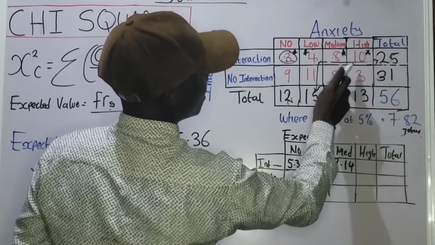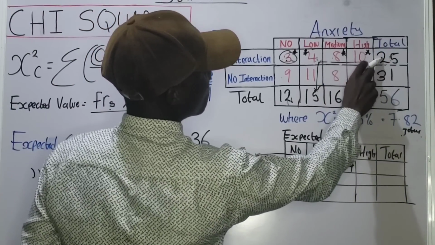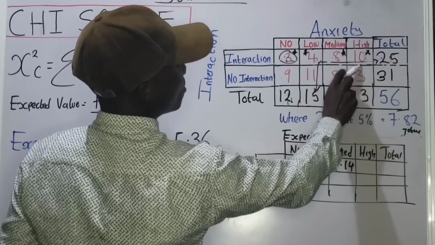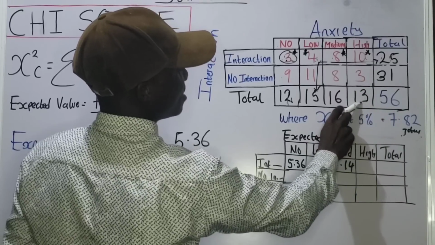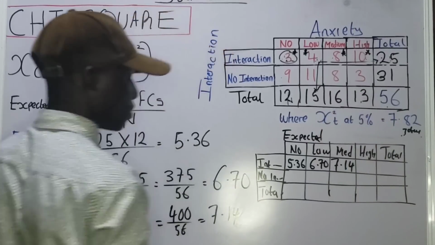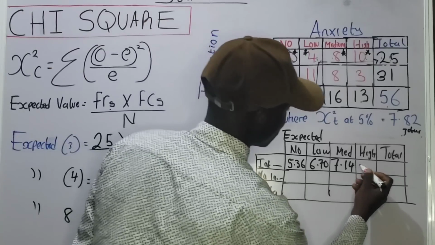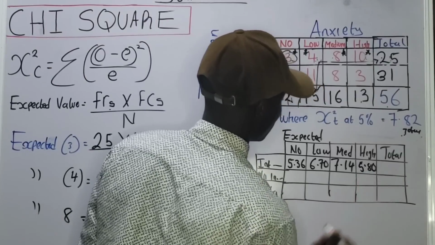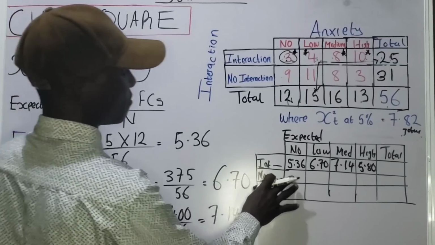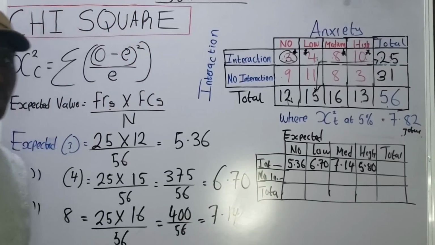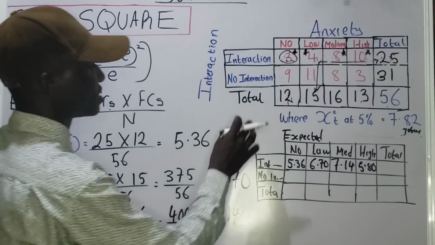And for the next cell, I'm going to have for 10 now. We want to do that for 10. That will be the frequency of the row summation, that is 25. 25 multiplied by 13 divided by 56. If you point your calculator, you're going to have 5.80, okay? Here I'm going to have 5.80. Now, I'm very sure you can do this for the expected value of no interaction.